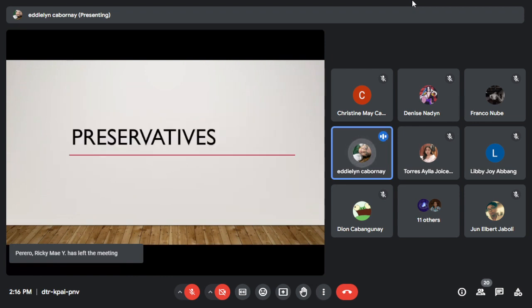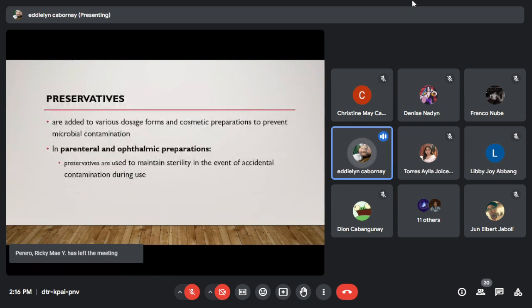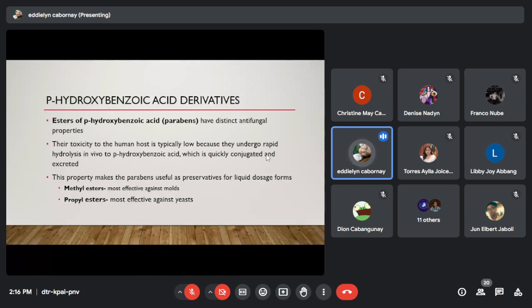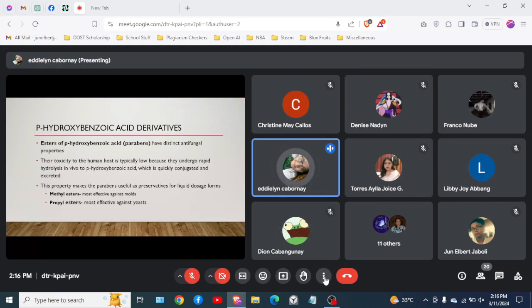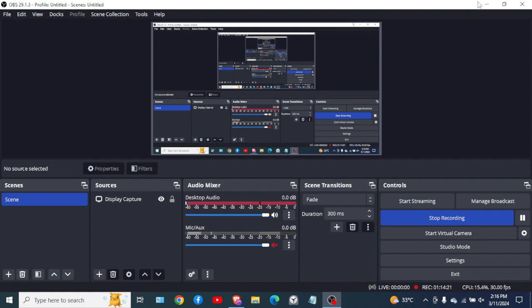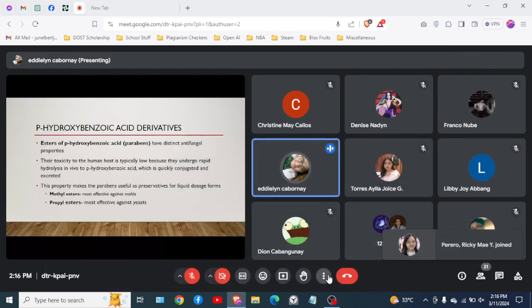So we have preservatives. These are added to various dosage forms and cosmetic preparations to prevent microbial contamination. In parenteral and ophthalmic preparations, preservatives are used to maintain sterility in the event of accidental contamination during use. First we have the para-hydroxybenzoic acid derivatives. These are the parabens, which have antifungal properties.